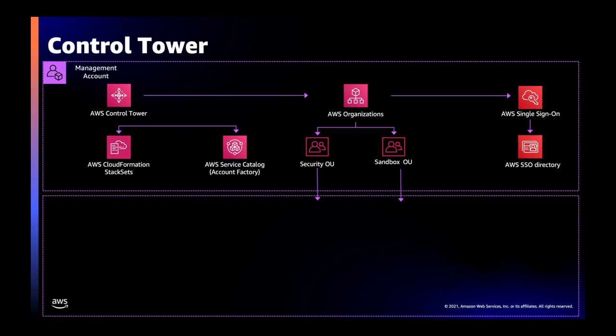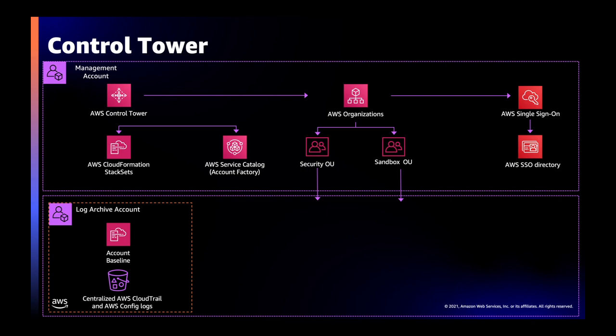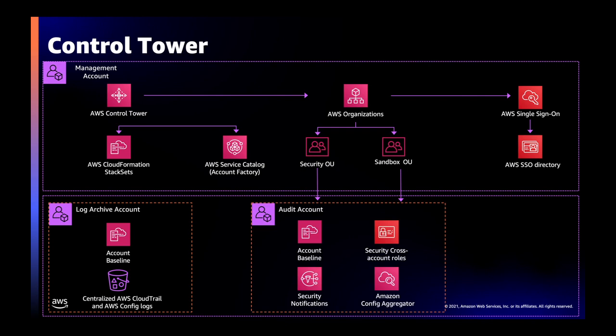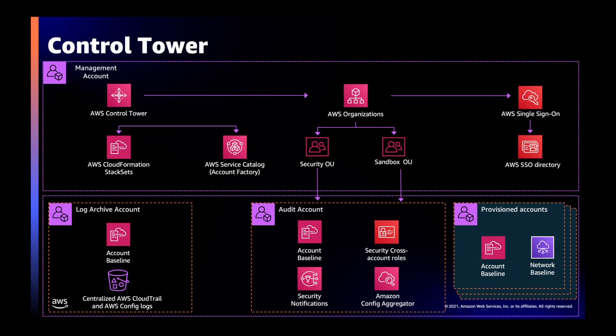It also will create and configure several organizational units. It will create the log archive account. It will create the centralized CloudTrail and AWS Config setup. It will create the security or audit account with cross-account roles, some notifications and an account baseline. And through the account factory process, it will allow people to create these provisioned accounts, which have that security account baseline and also a network baseline that's predefined.